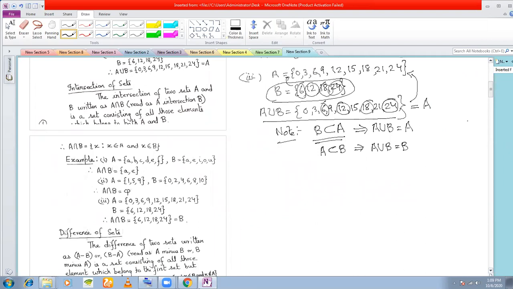Intersection of sets, the next one. I'll just introduce you to intersection and I'll continue tomorrow. Intersection of sets means, for two sets A and B, all those elements that belong to both A and B. Remember, both A and B. It is just the opposite of union. You can think of it as multiplication also.